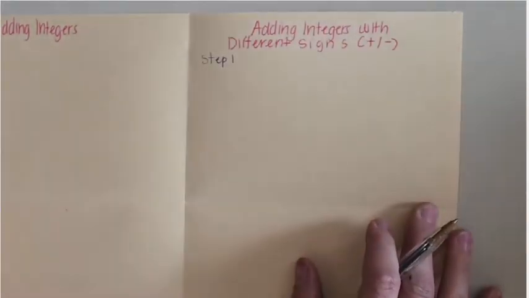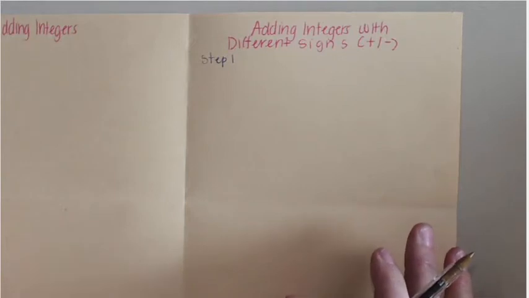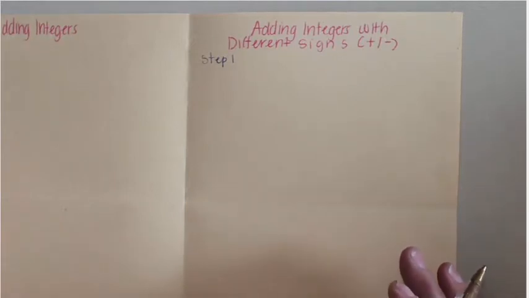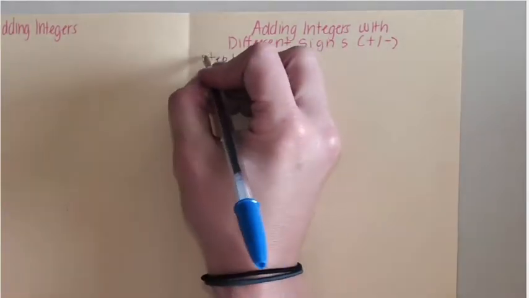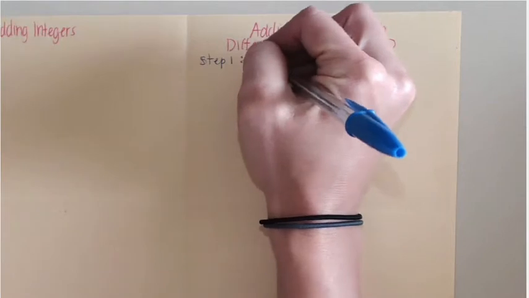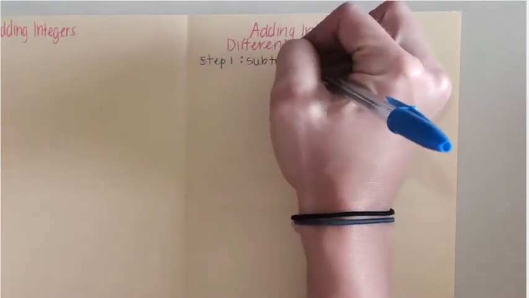is going to be, you're going to add, actually not add, okay, this is what's weird. With adding, we're going to end up subtracting, and you're going to see why in a little bit. Okay, but so step 1 is actually to subtract the two numbers.